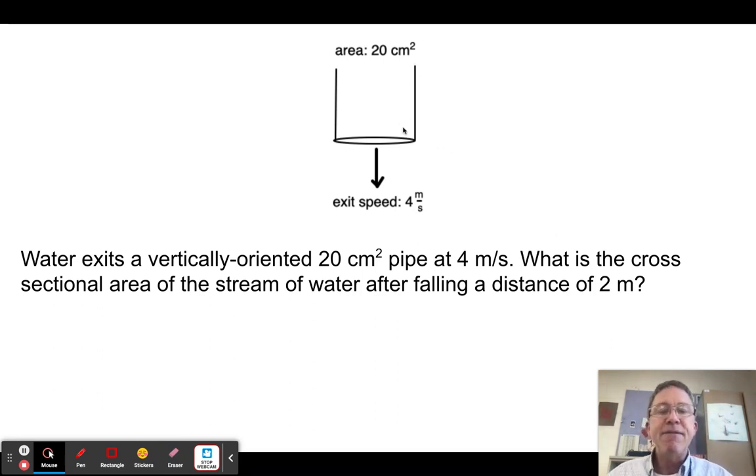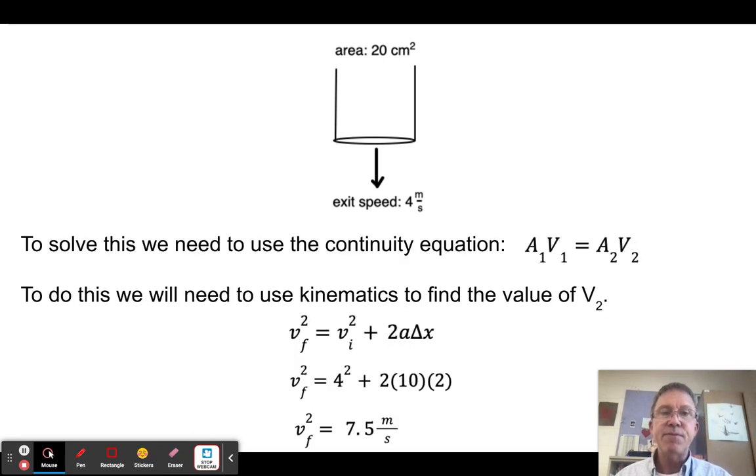So let's just say I have a pipe that has a cross-sectional area of 20 square centimeters, and water is exiting out of the pipe at 4 meters per second. Not a flow rate, but I'm giving you a velocity here. What I want to know is, if water exits this in a vertical direction, what is the cross-sectional area of the stream after it's fallen a distance of 2 meters? Now, this is a continuity equation. So I have to say A1V1, which I have here, is equal to A2V2. And what I want to know is A2, so I've got to figure out what V2 is. I'm going to have to use kinematics.